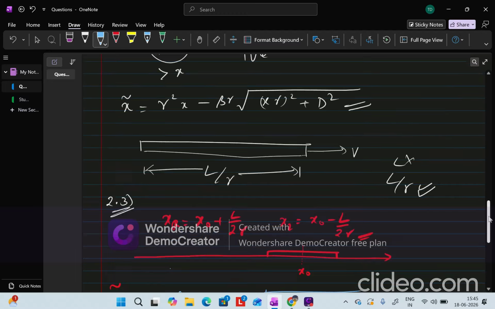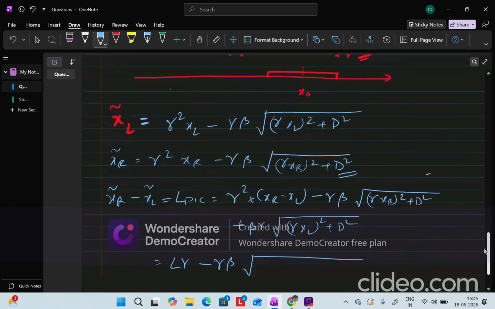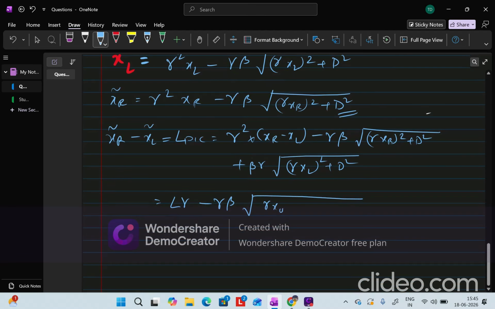What is gamma XR? Gamma XR is gamma x naught plus L by 2. So you'll get gamma x naught plus L by 2 whole square plus d square minus beta gamma under root gamma x naught minus L by 2 whole square plus d square. Okay, so that's my result. One minute, this will be a plus sign, apologize. So I'll get the length of the rod to be some expression like this. Okay, so that's the answer to 2.3, quite a large expression.